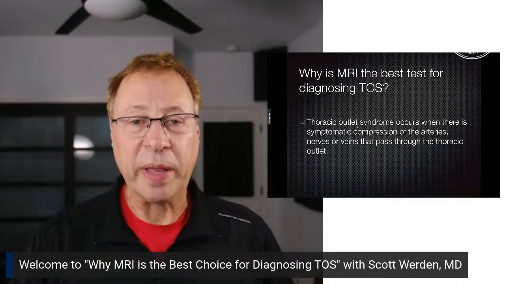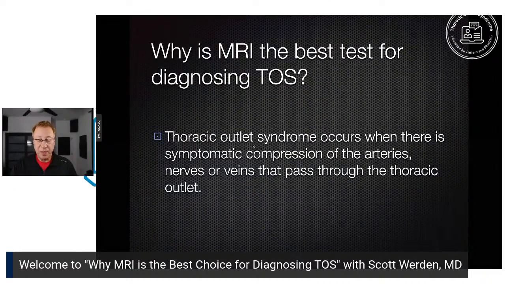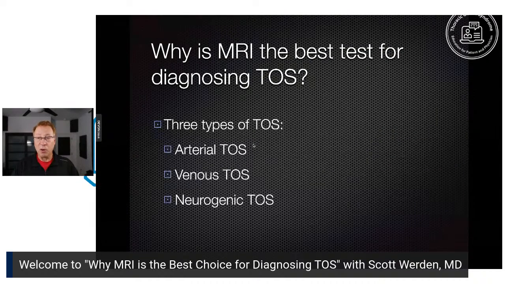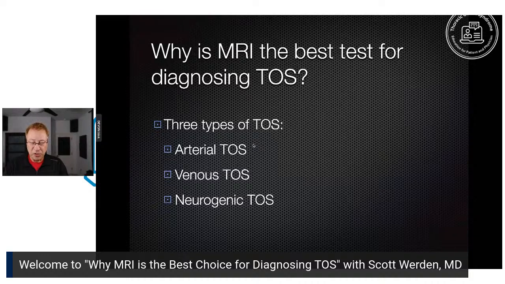Let's review a couple quick things about TOS itself. Thoracic Outlet Syndrome occurs when there is symptomatic compression of the arteries, the nerves, or the veins that pass through either thoracic outlet. There are three types of TOS because there are three structures that pass through each thoracic outlet. There is arterial TOS, there's venous TOS, and there's neurogenic TOS.